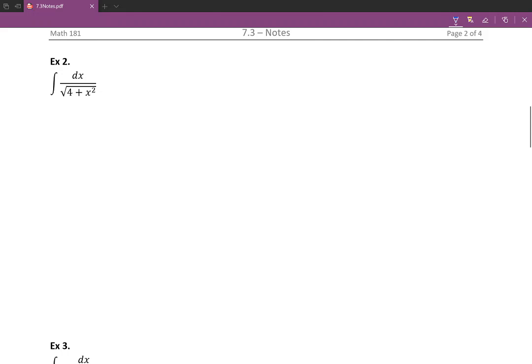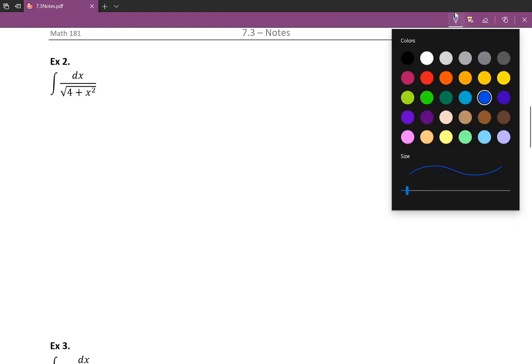Hello everyone, this is 7.3 part 2, and we're going to look at example 2, which is the integral of 1 over the square root of 4 plus x squared dx, where the dx is actually on the top. When we see that square root of 4 plus x squared, the plus, if you might remember from part 1, reminds you of the t in tangent, so that's just a little mnemonic to help you remember what kind of trig function you want to use for these trig substitutions.